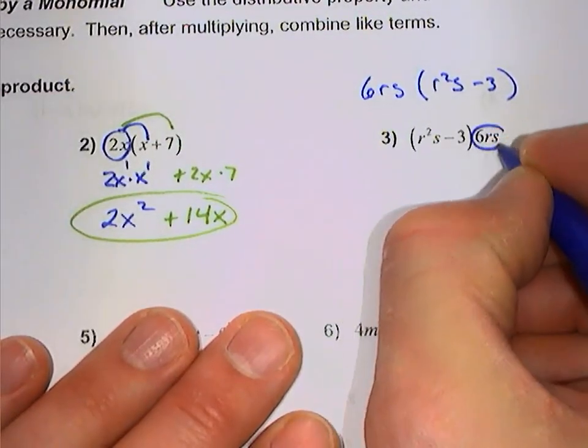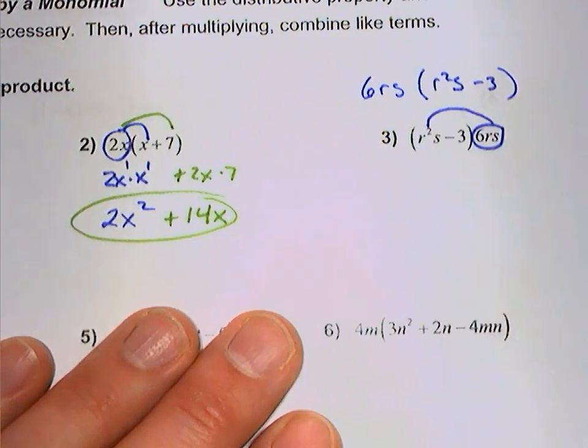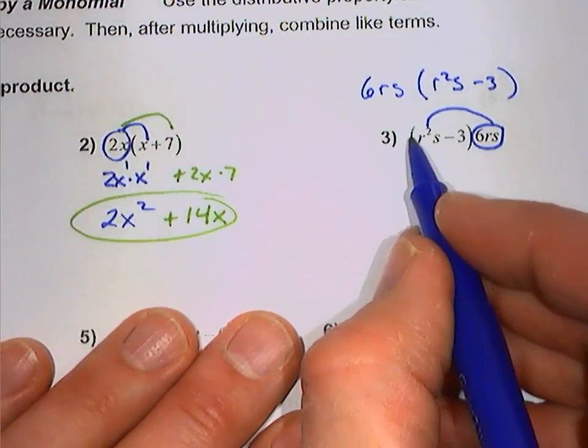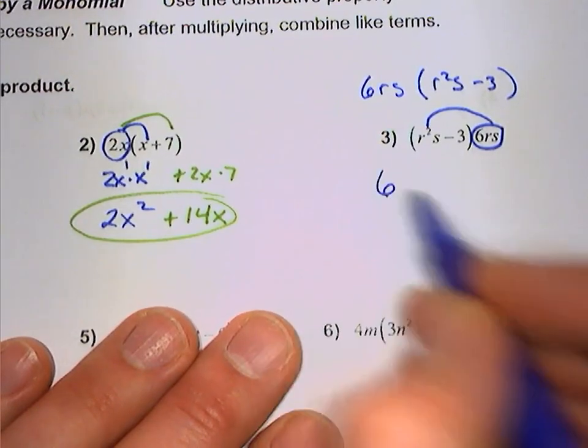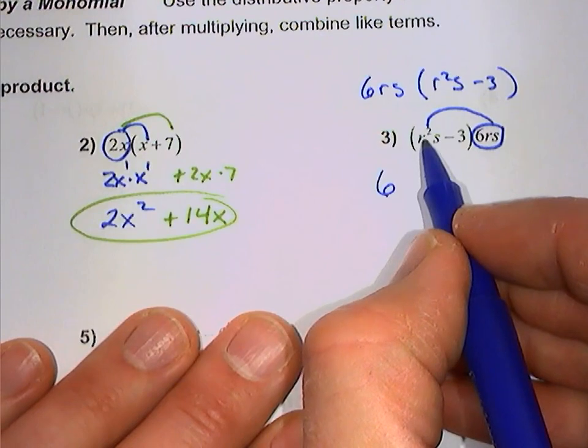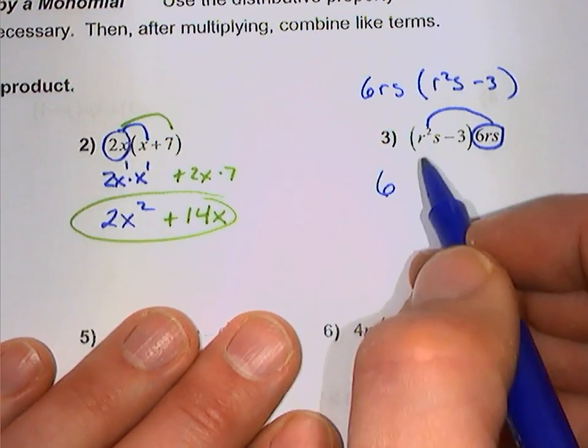I'm going to take this guy times this guy. Right? So 6 times like a 1 in front is just 6. Now do your r's. What's r times r squared? Morgan, what's r times r squared?